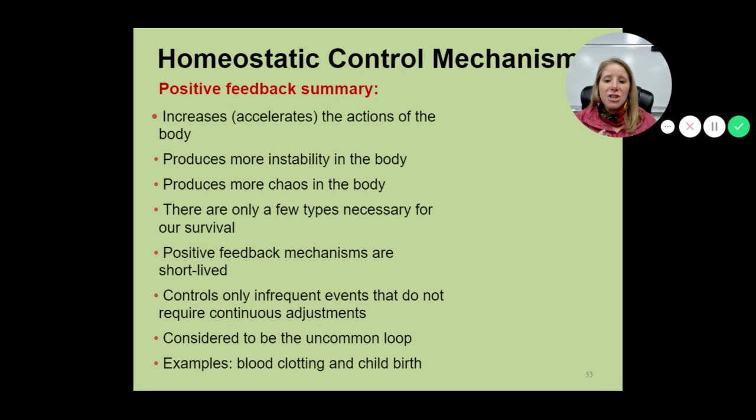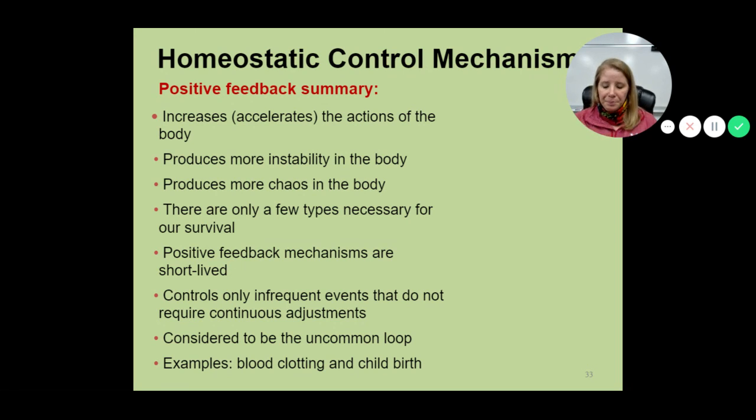So it increases the action. It makes your body very unstable, but it's important in that moment. And it produces more chaos in the body. It's very important for survival, but there's only a few of them. It's very short-lived. It's not something that you're going to be going through for a month or whatever. The most common ones are going to be childbirth and blood clotting.